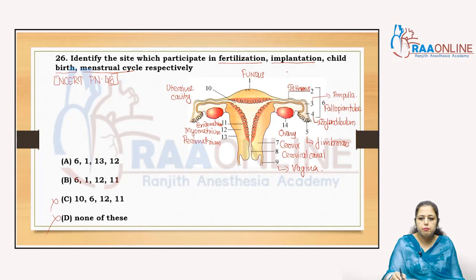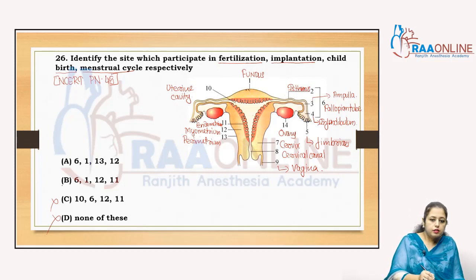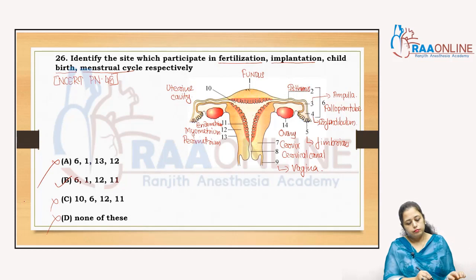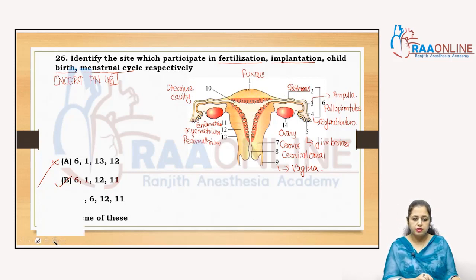Then implantation occurs in the uterine cavity or the fundus. So the most favorable site is the fundus, right? So it's okay. Then childbirth is related with the contraction of the myometrium, and menstrual cycle is the 11th, so the answer is Bombay, right? Childbirth is related with the myometrium just because of the contraction in the myometrium, right? Labor pain starts, na? Clear?